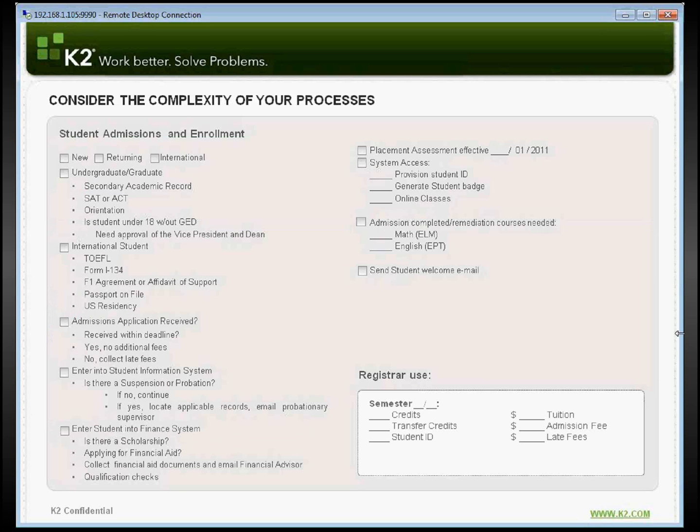So let's take an example. We have student admissions and enrollment. And again, this is just a typical, maybe a standard checklist that goes through when a student applies for enrollment or even inquires about attending a university.